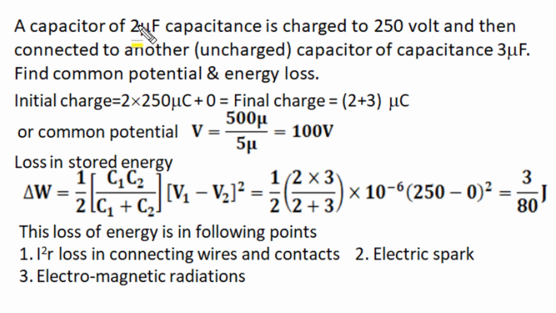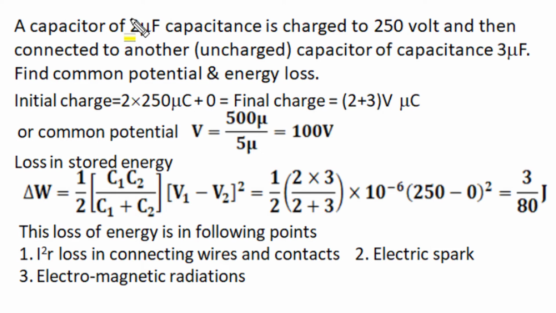A capacitor of capacitance 2 microfarad is charged to 250 volt and it is connected to another capacitor of capacitance 3 microfarad which is uncharged, having zero potential. We have to find out the common potential between the two capacitors, one having 250 volt and the second having zero potential, and in the process we have to calculate the total amount of energy loss.